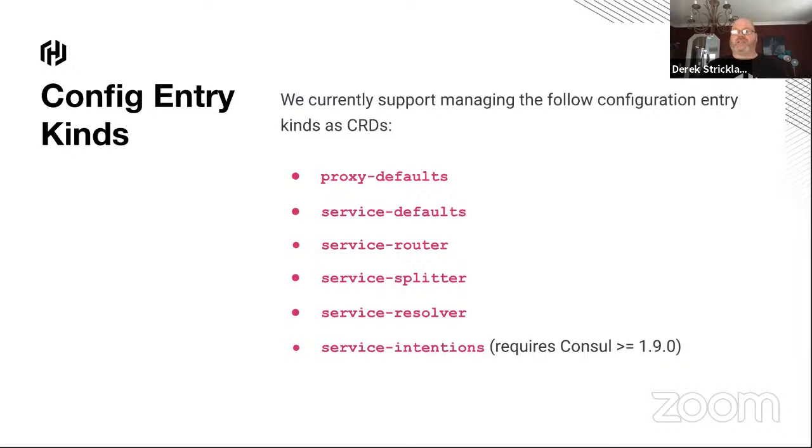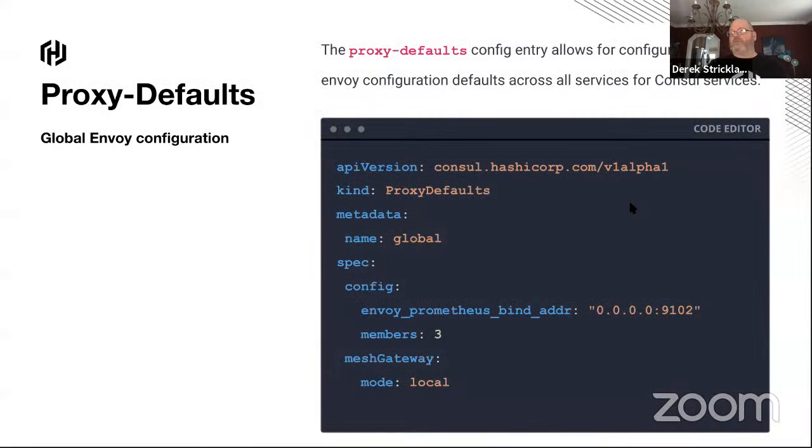And we currently have 6 types of config entries that can be managed as CRDs, and we're going to talk about each of them. And they will all get covered in this particular demo, except for service intentions, which is a new feature in Consul 1.9. We have a whole Learn guide on how to use those. And so I'll talk about them briefly, and I'm listing them here for completeness' sake, but that will be the one type of config entry we don't cover in detail today. So let's just dive right in and talk about each one.